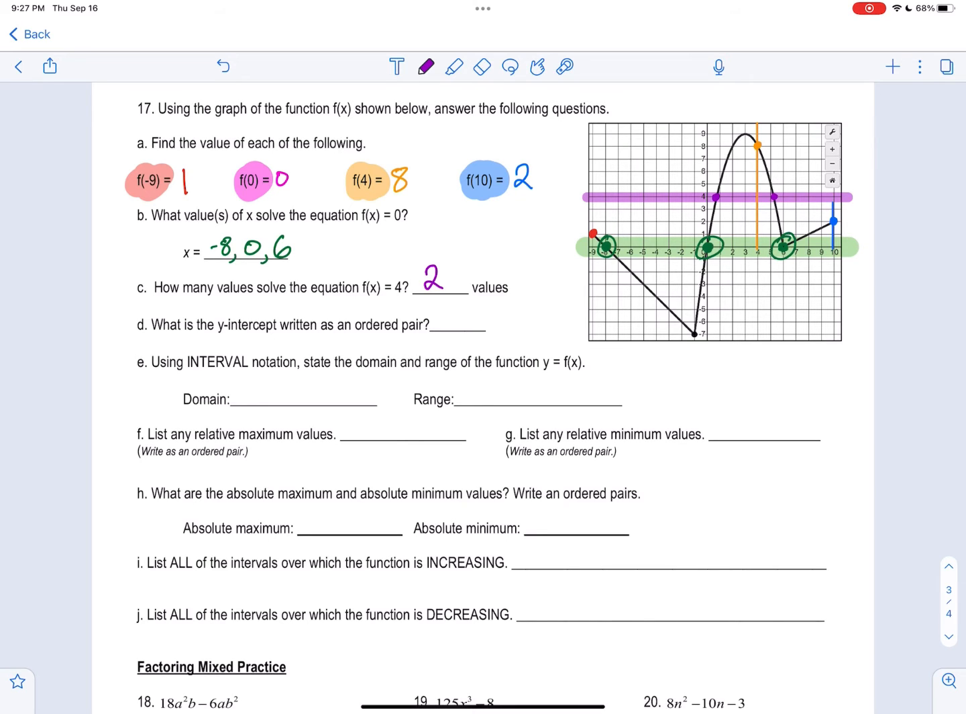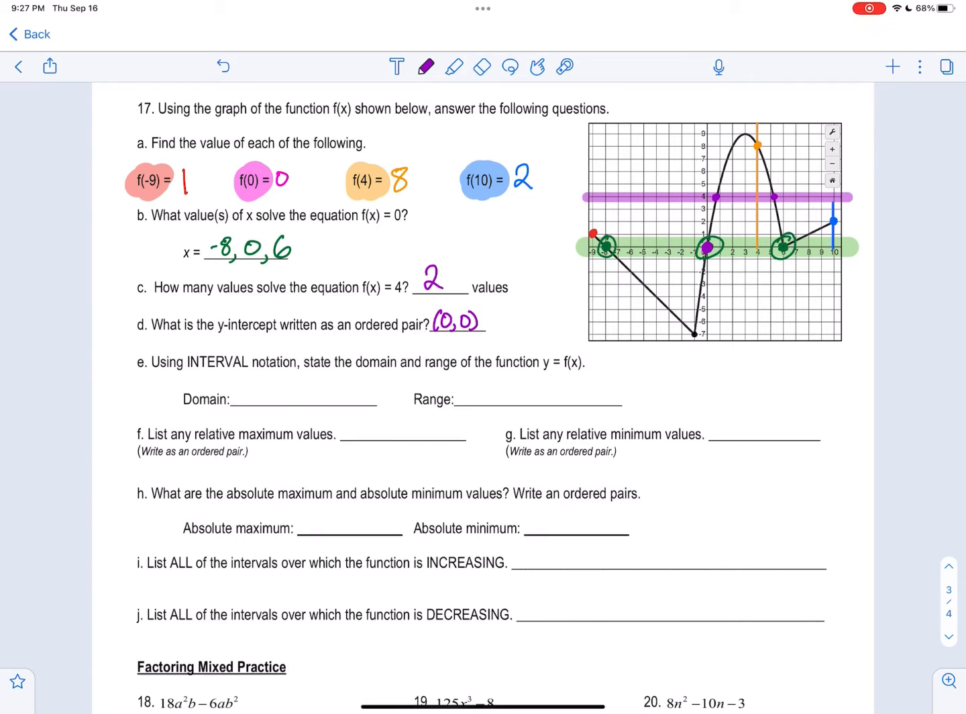Now what is the y-intercept written as an ordered pair? That means what is the coordinate point for where our function is crossing the y-axis? And there's only one of those values, and it happens to be (0, 0).